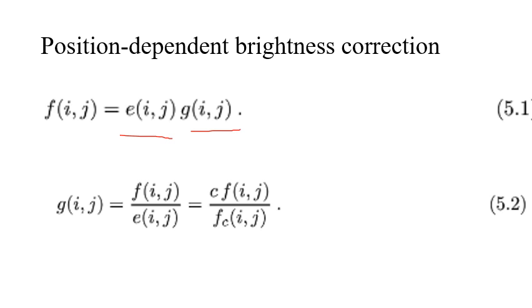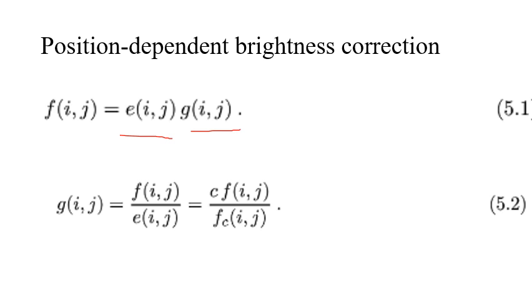If the constant brightness value is C, then we can multiply G of i,j with the value C. The result is called f C of i,j, considering the brightness constant is C. Then the systematic brightness errors can be suppressed. How can you suppress that error?